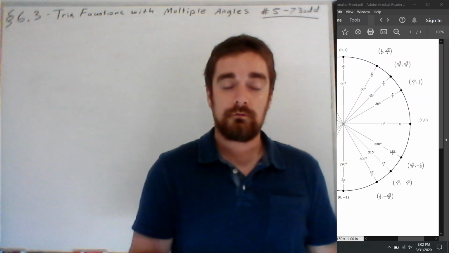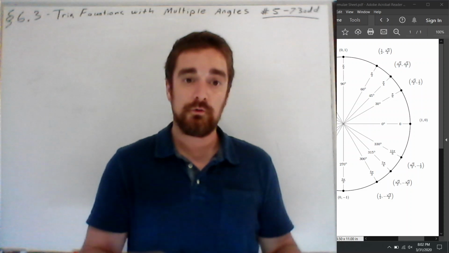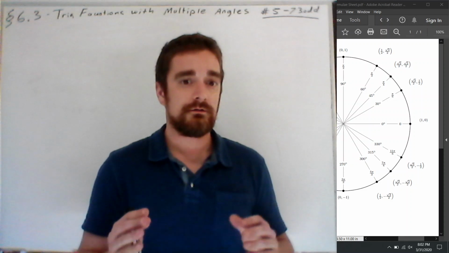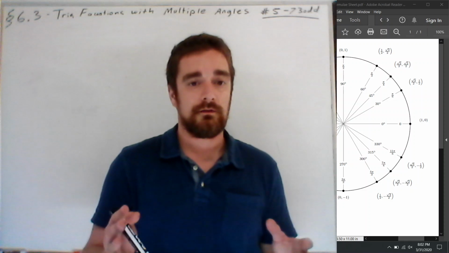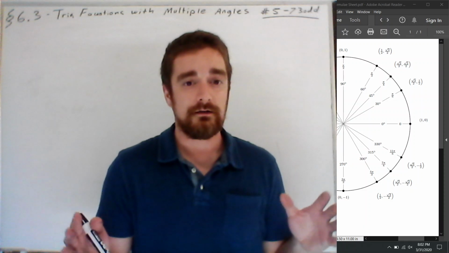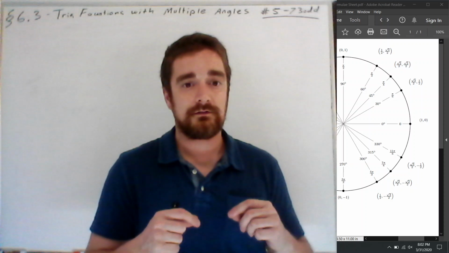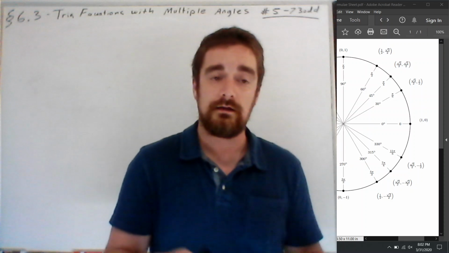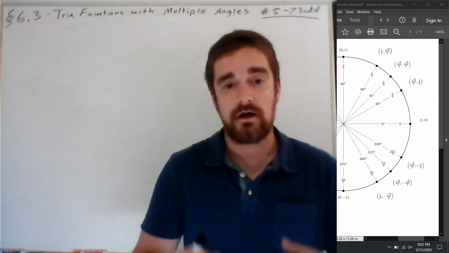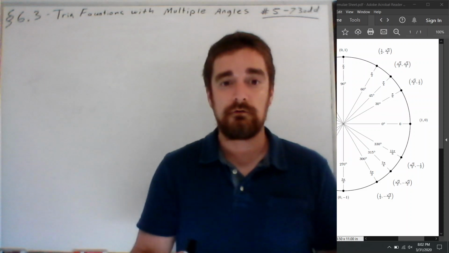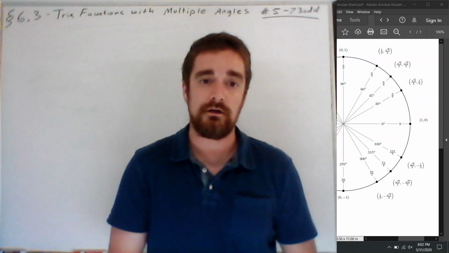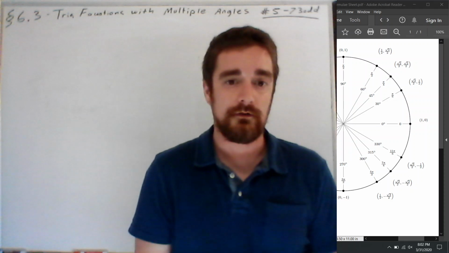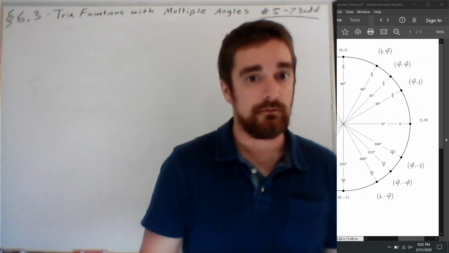In 6.3, we're going to see trig functions that have multiple angles involved, which means we're going to need to be really careful, because those double angle formulas work great when you have 2 theta, but what happens when you look at sine of 3 theta, or sine of 4 theta, or sine of 5 theta? We don't want to keep relying on formulas that have very specific multiples inside the argument. We need a more general strategy, something we can use in more situations than just double angles.